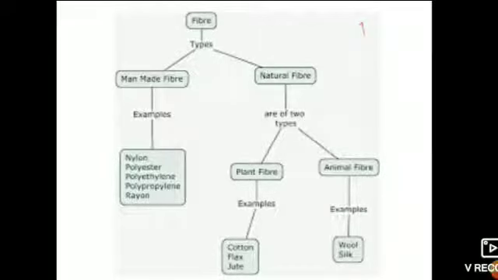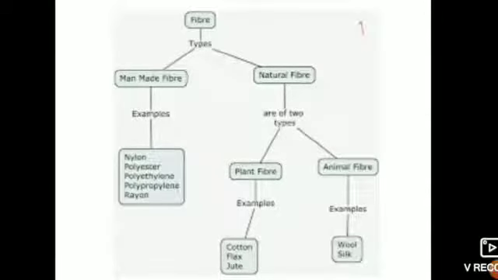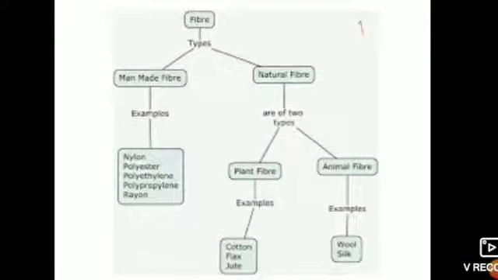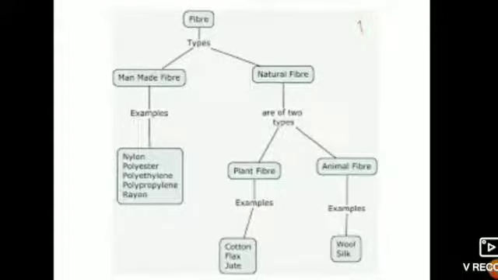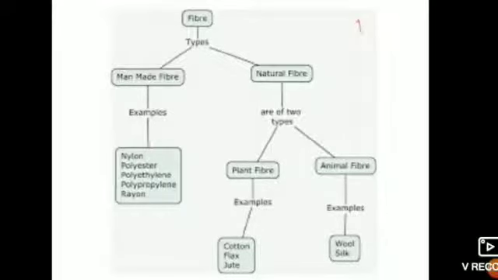Animal fibers are obtained from animals. They are of mainly two types, wool and silk. Wool is obtained from sheep, goat, camel, yak and some other animals. These wool-yielding animals bear hair on their body. Silk is another animal fiber obtained from silkworm. First, I am going to discuss wool.